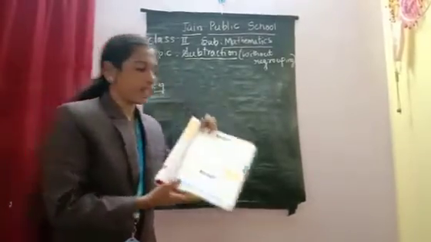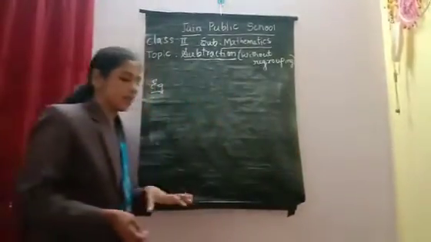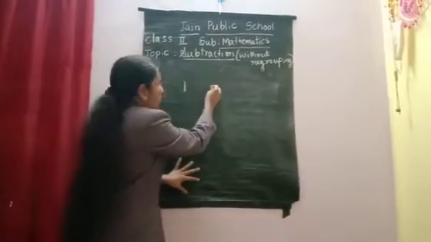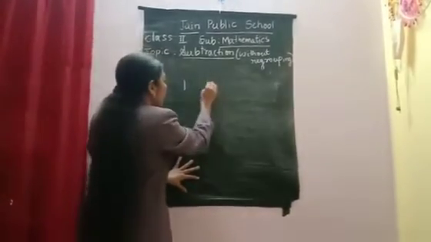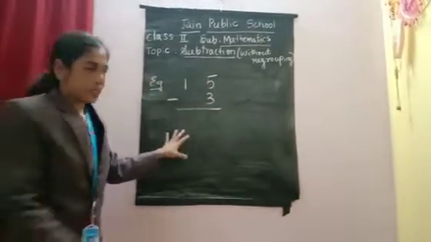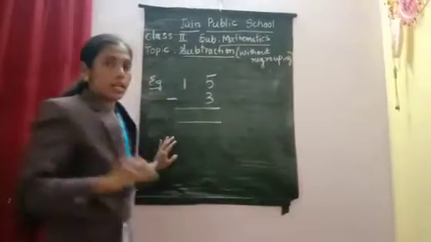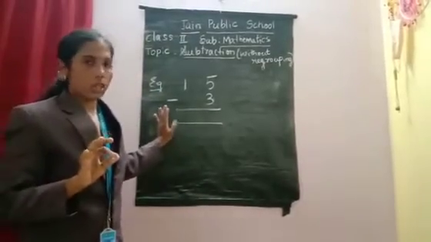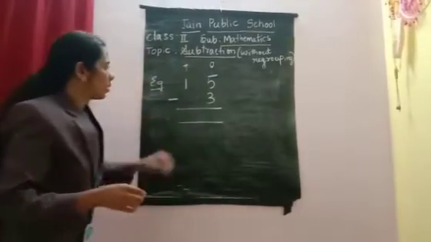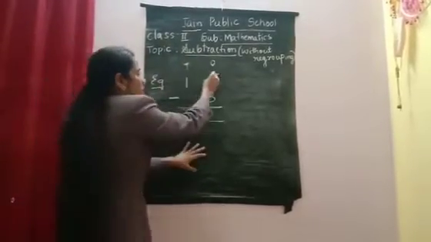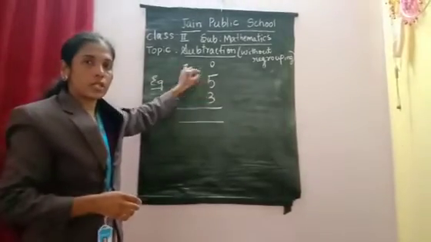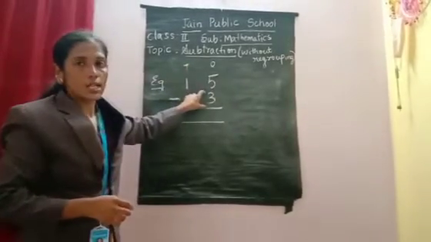I'll show with an example. I'll take the same sum from your textbook, that is 15 minus 3. It is already there in your textbook. I'll make you understand how to solve this one. So place values of ones and the tens. Here we have different numbers, one is a bigger number, another one is a small number.